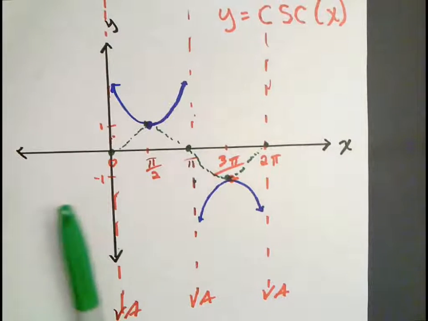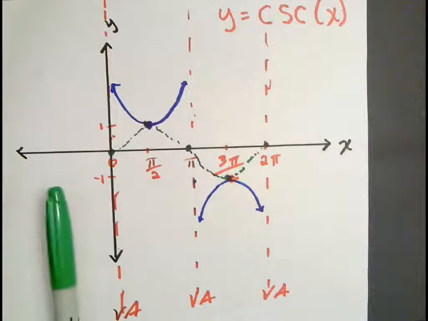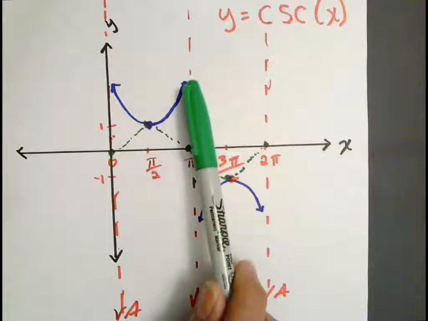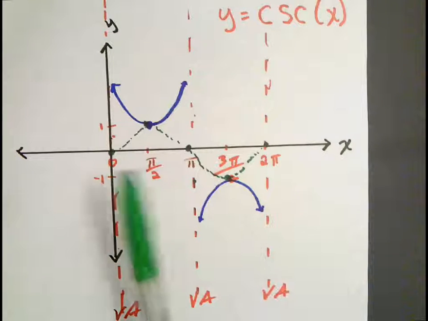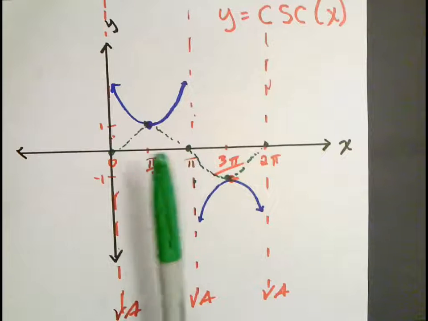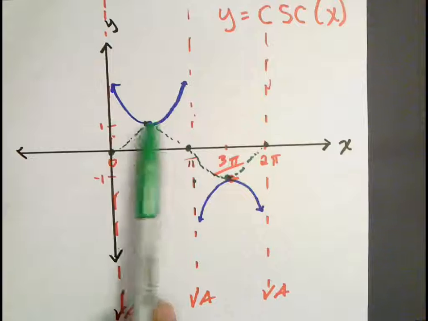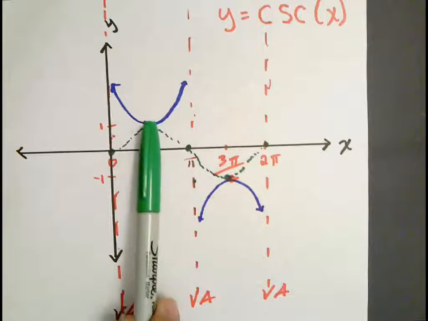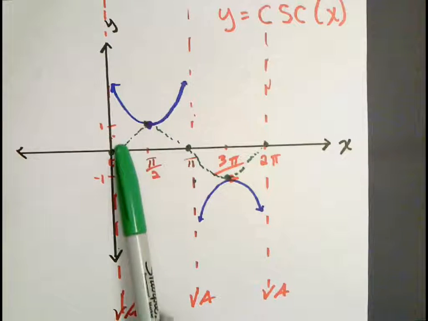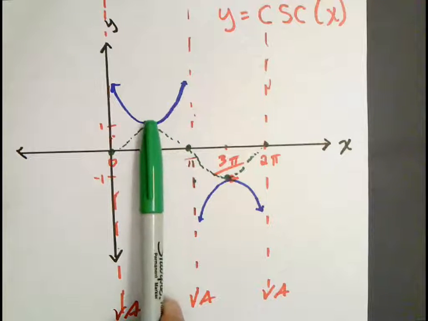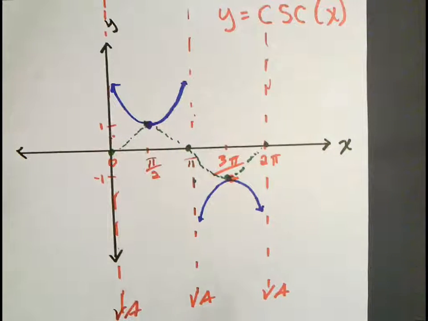Now, when we're looking at this cosecant function, you have to look at each piece separately. Like this is a piece that is concave up. And we're going to have a minimum at pi over 2, 1. You see concave up. This is the smallest y right here. Think about it. This is the maximum point on the sine curve, but it's the minimum on the cosecant because they're what? Reciprocals.